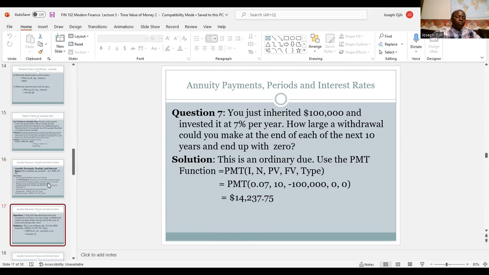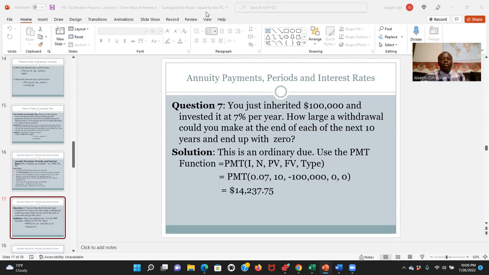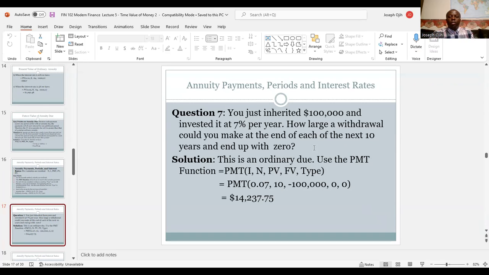Okay, look at this. Question 7 says, you just inherited $100,000 and invested it at 7% per year. How large a withdrawal would you make at the end of each of the next 10 years and end up with zero? That means what you withdraw is payment to you, right? But when you invested it, it's money leaving your pocket, so it has to be negative 100,000. Then what is coming to you will be your payment. So let's see. Write this down.